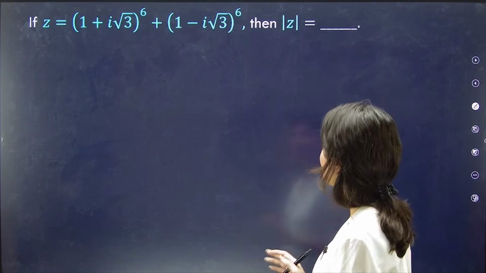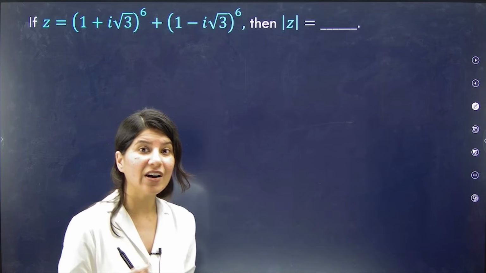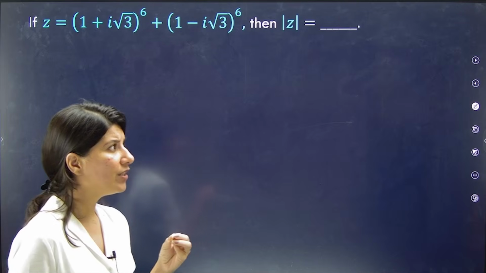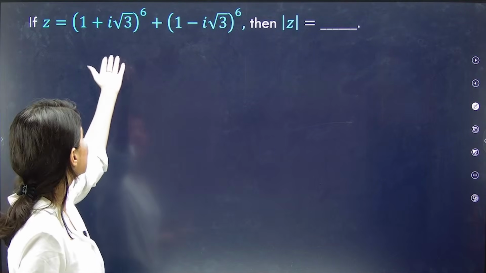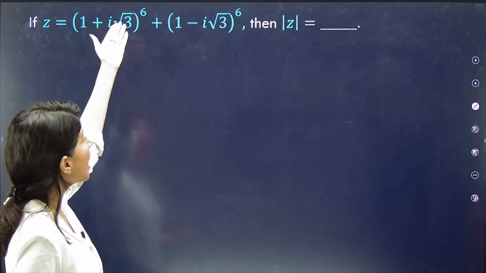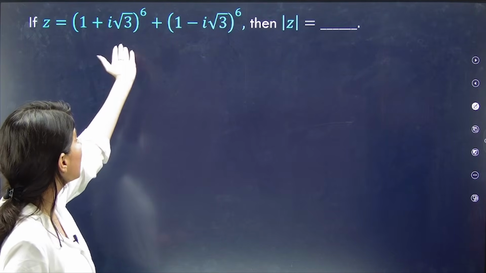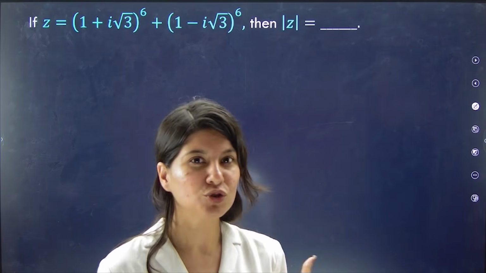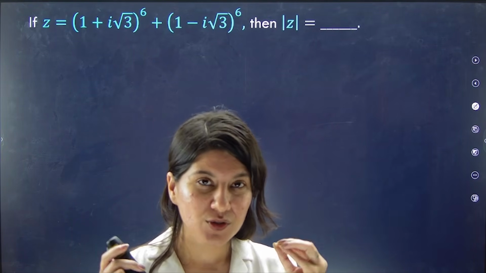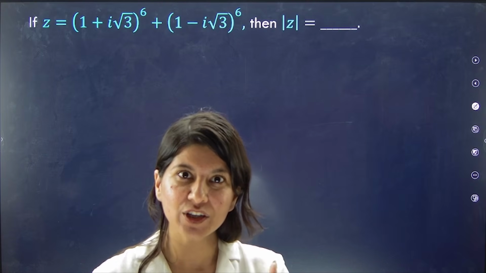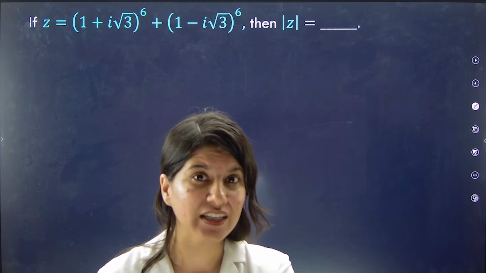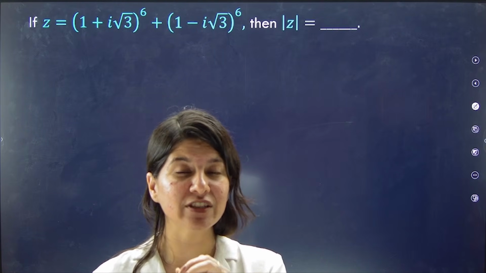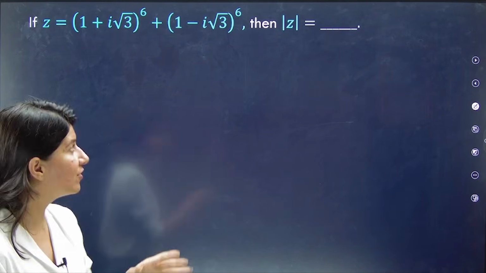Okay, now let us understand why Euler's form is my favorite form. Whenever you see any complex number with higher powers on it, power 6 is written over here, do not even think of solving this in algebraic form. Whenever you get higher powers of any complex number, trust me, just remember your Euler's form. Your life will be much easier. Trust me, I will show you.